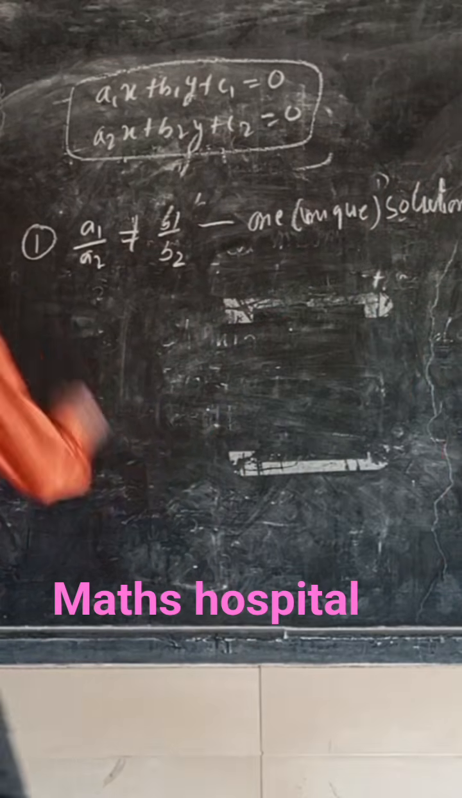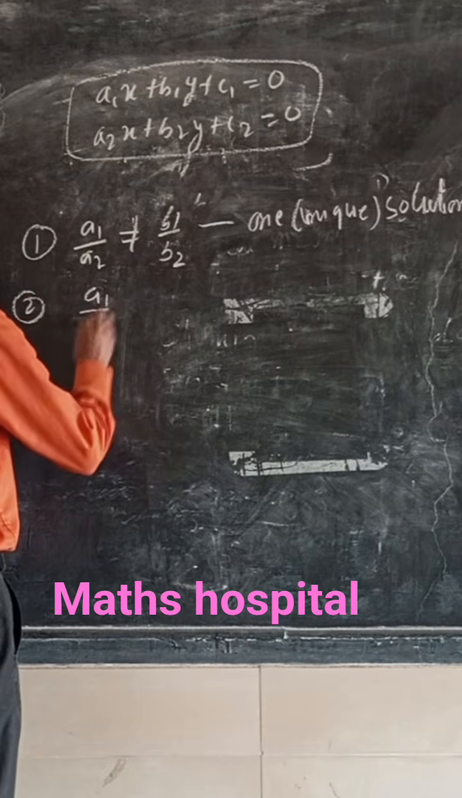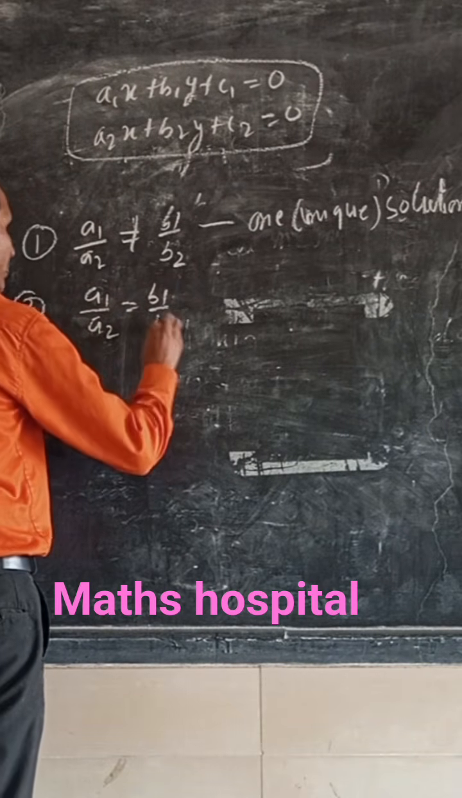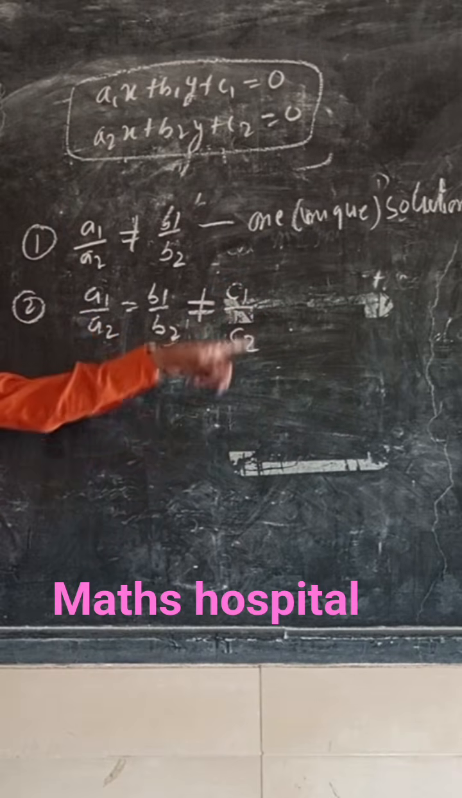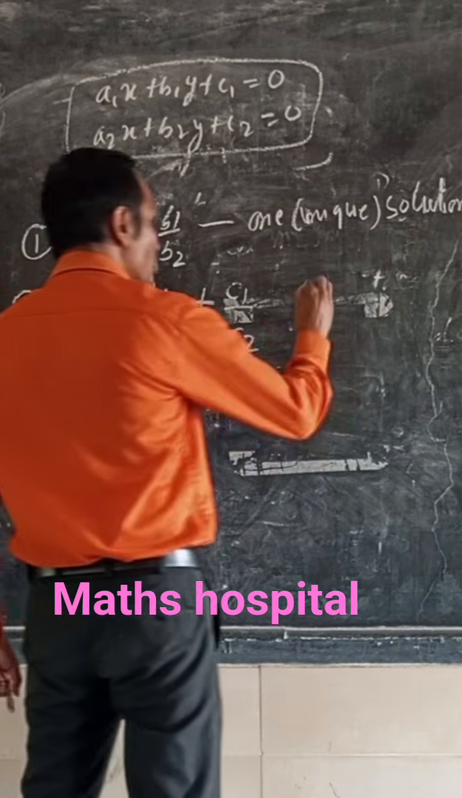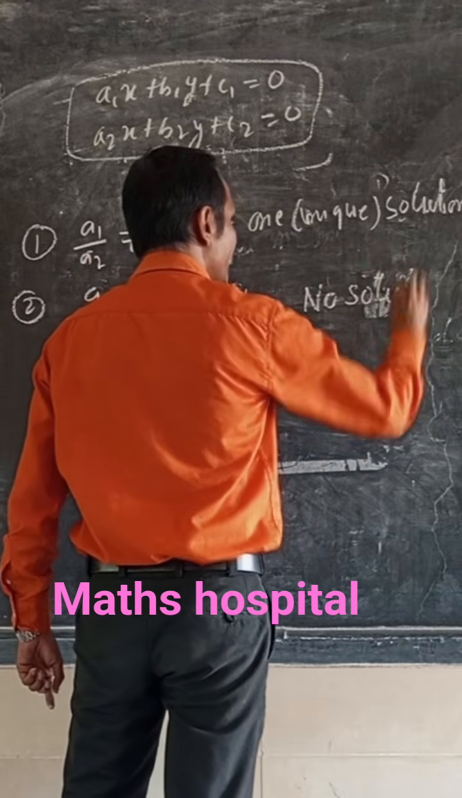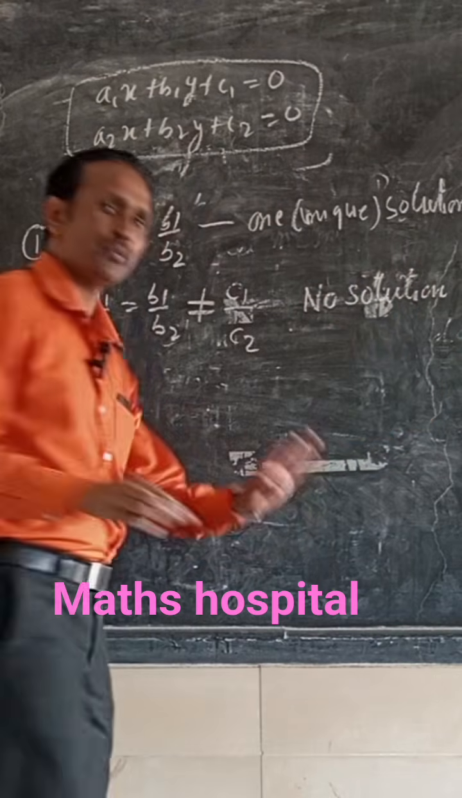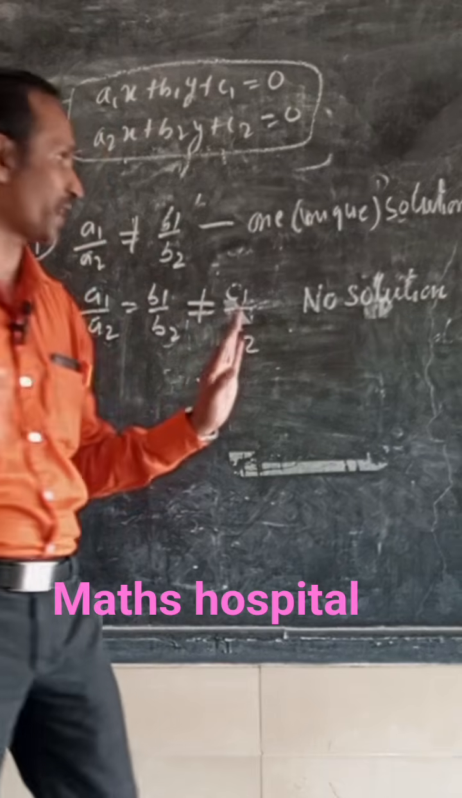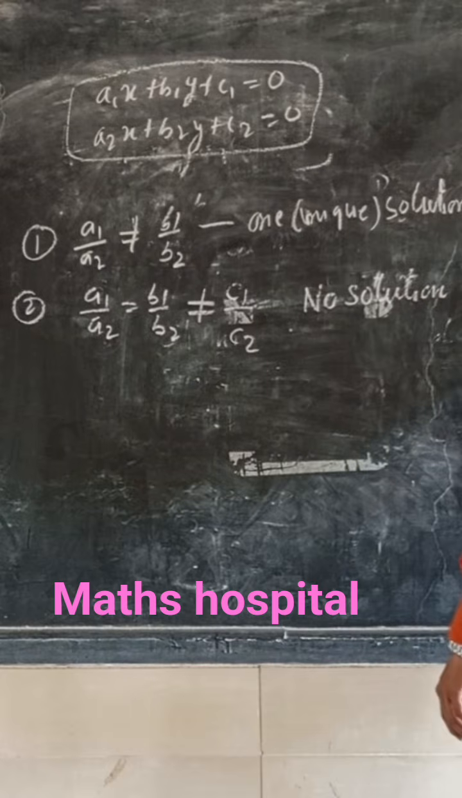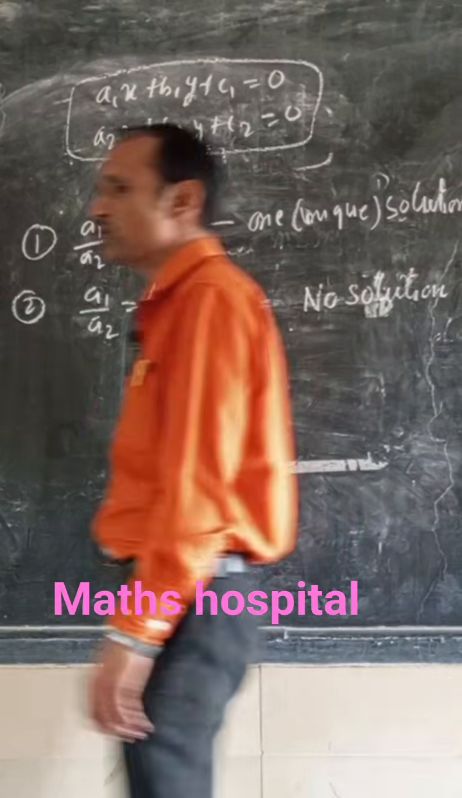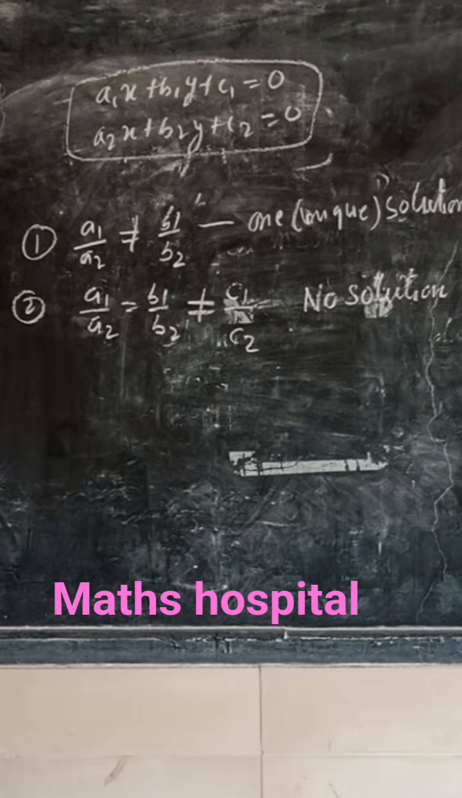The second point: if A1 by A2 is equal to B1 by B2 but not equal to C1 by C2, then it has no solution. No solution means there will be no answer for that type, and the lines will be parallel lines. Parallel lines will be like this. It has no solution and the lines will be parallel.